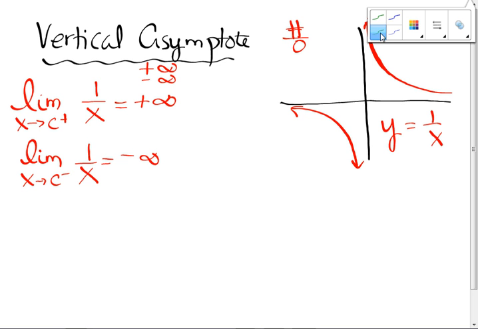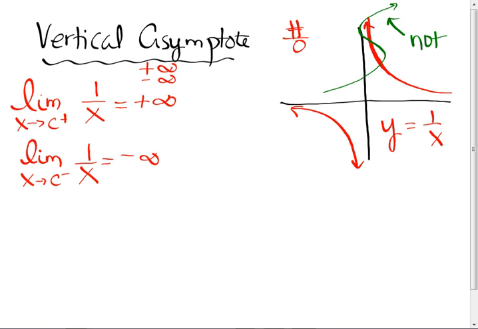Can a function cross a vertical asymptote? No. Why not? What's wrong with that picture? It doesn't pass the vertical line test. It's not a function. That's the reason why a function cannot cross a vertical asymptote. So can you cross a horizontal asymptote? Yes, because you still have a function. It's the only reason why you can't.